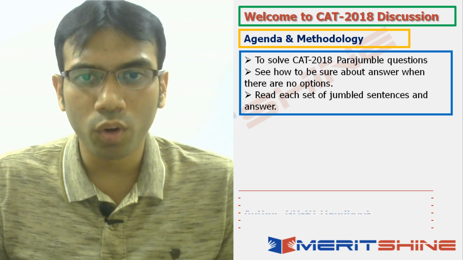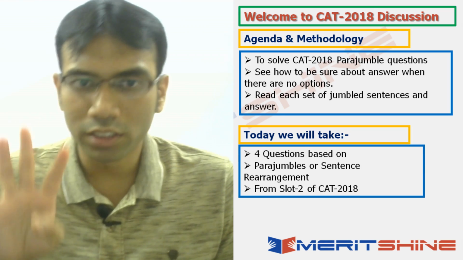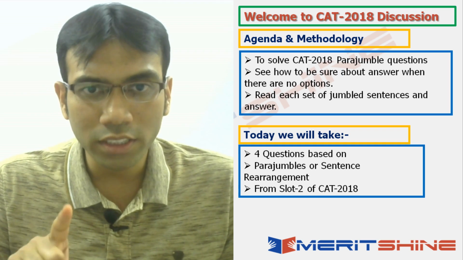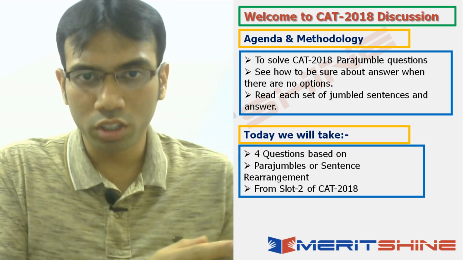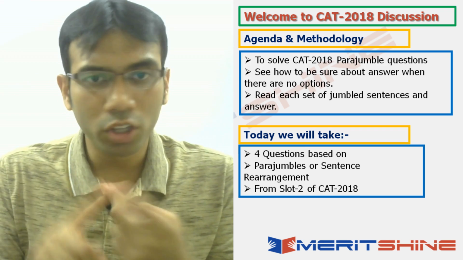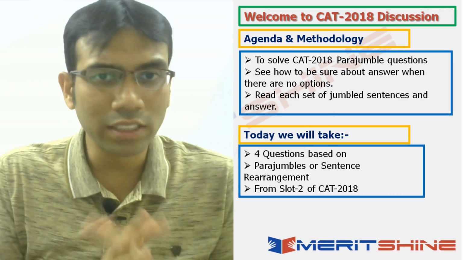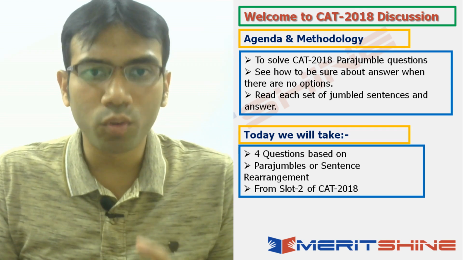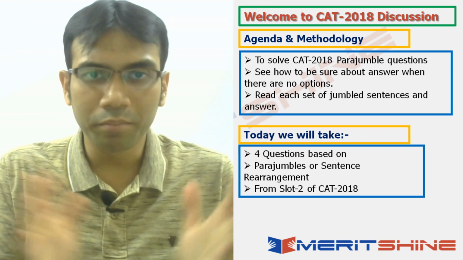So, let us see what we are taking today, which slot we are taking today. Today we will take 4 questions from slot 2. Parajumble questions, 4 questions from slot 2. As you know, in CAT we have the exam in 2 different slots. Slot 1 is the morning slot, slot 2 is the afternoon slot. In the afternoon slot, these were the questions that came that we are going to discuss. There were 4 Parajumble questions in that slot, and we will be doing all those 4 questions, okay, right. So, that is the idea of today's class.